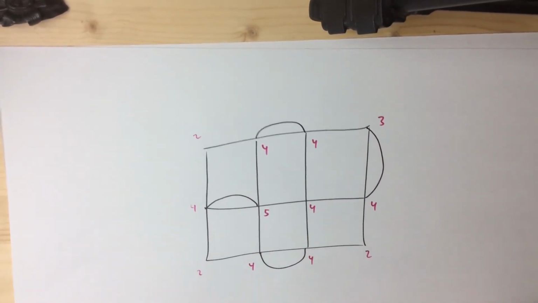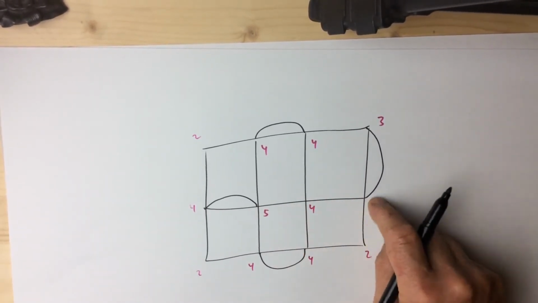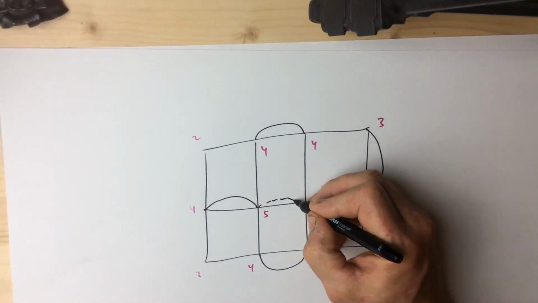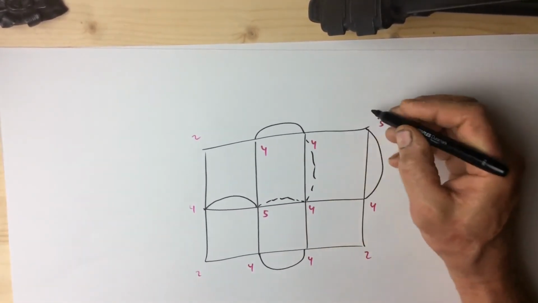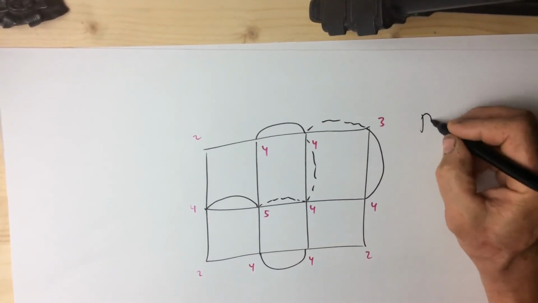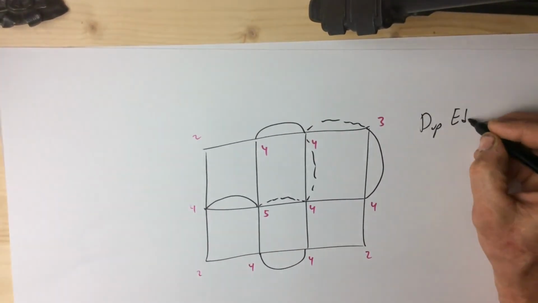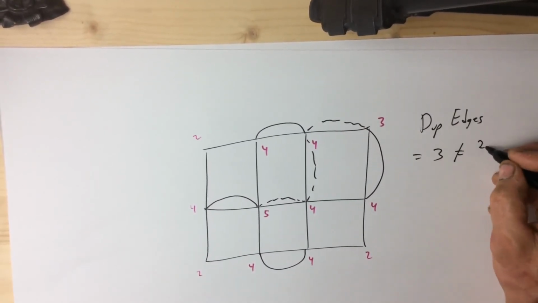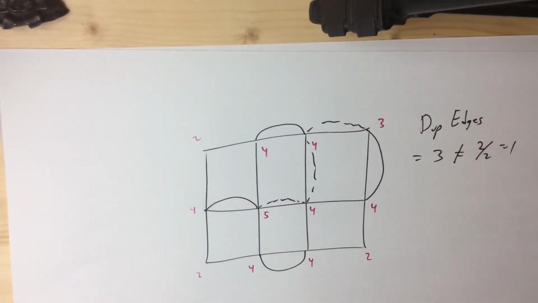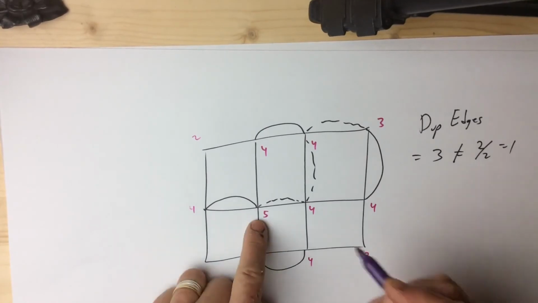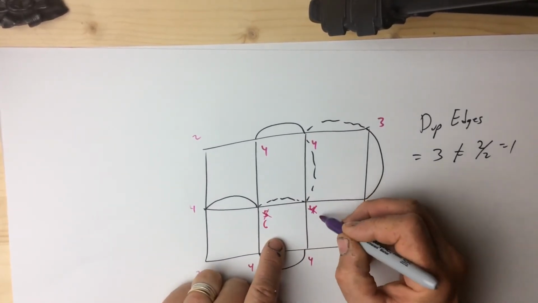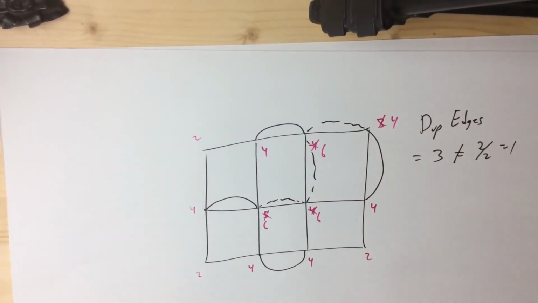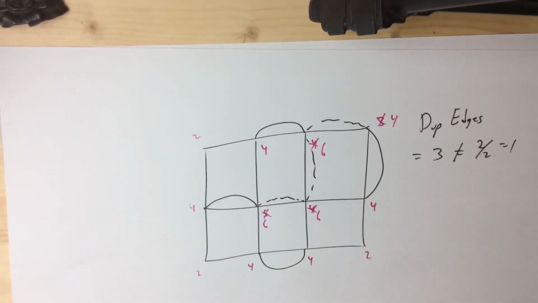You can Eulerize it very easily by noticing it's 1, 2, 3 to get to there, or 1, 2, 3. Probably we'll do it this way. 1, 2, 3. So our dupe edges equals 3, which is not 2 divided by 2, or 1. So we don't know if this is an optimal solution. The 5 is now a 6. The 4 is now a 6. The 4 is now a 6. The 3 is now a 4. Everything's even. So there's an Euler circuit.